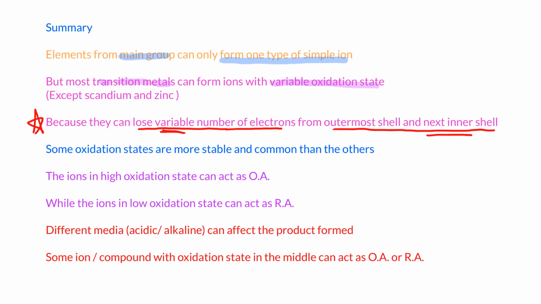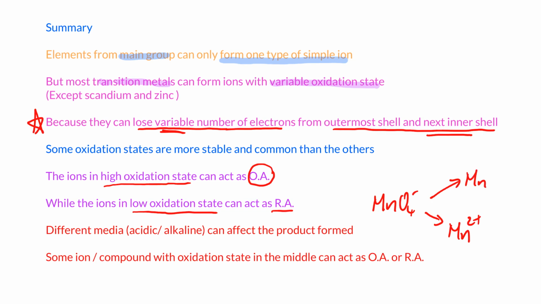Among all these, some of the oxidation states are more stable and common than the others. If the ion is in a high oxidation state, it has room to go down, so it acts as an OA, while the one in a low oxidation state can go up, so it normally acts as a RA. Different media can also affect the product formed. We mentioned before MnO4- can form either Mn2+ or MnO2 in different media. Also, some ions or compounds with an oxidation state in the middle level, like +4, such as MnO2, can act as both OA and RA.